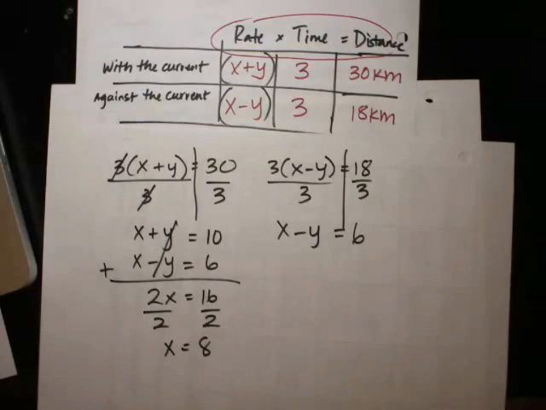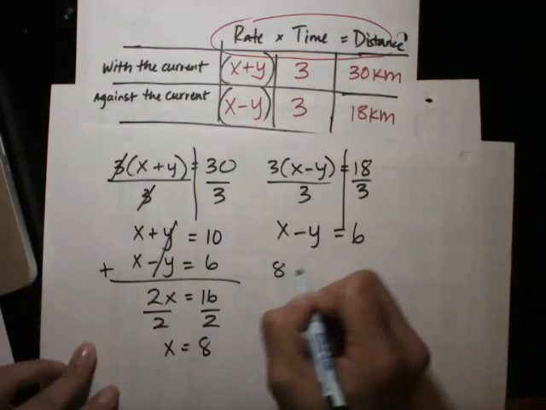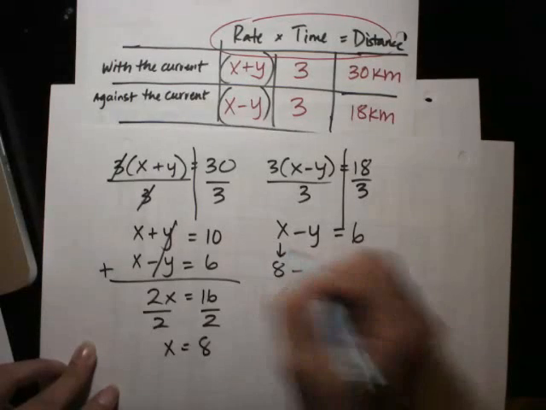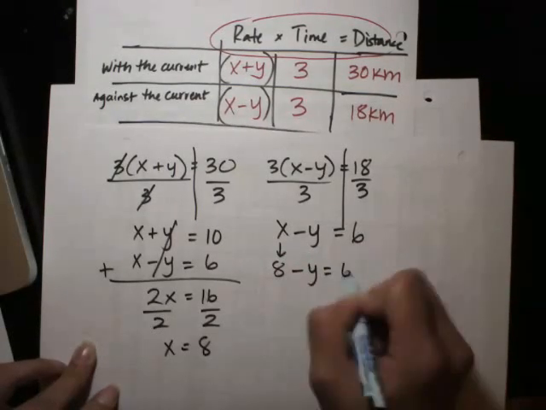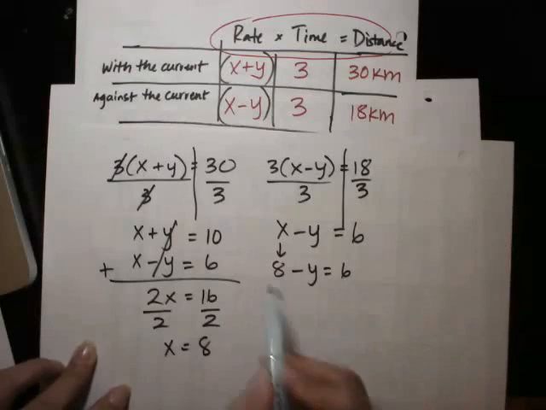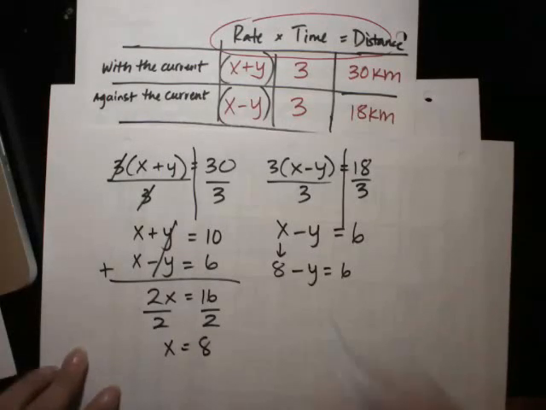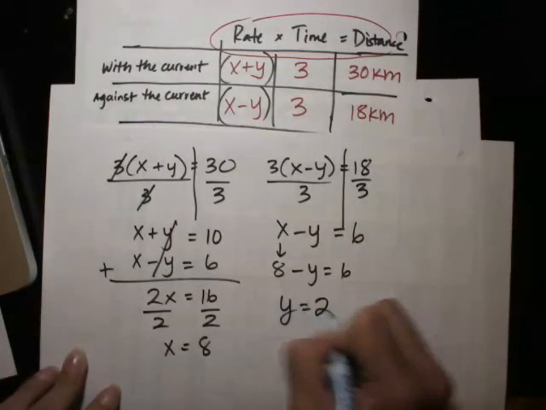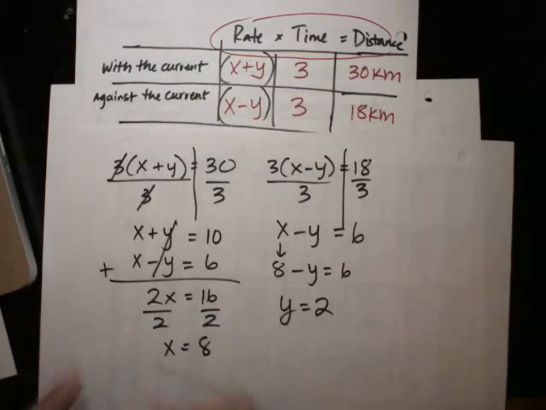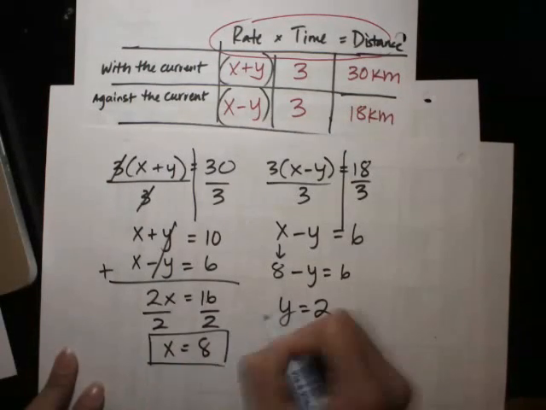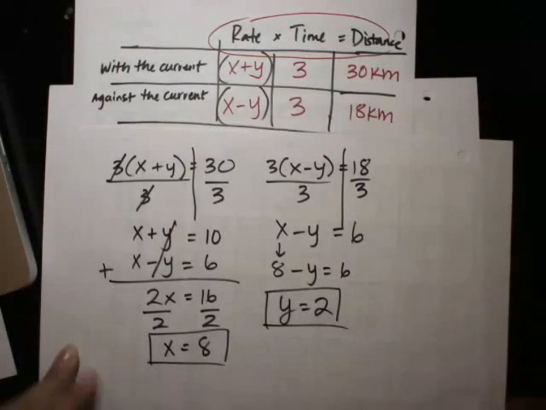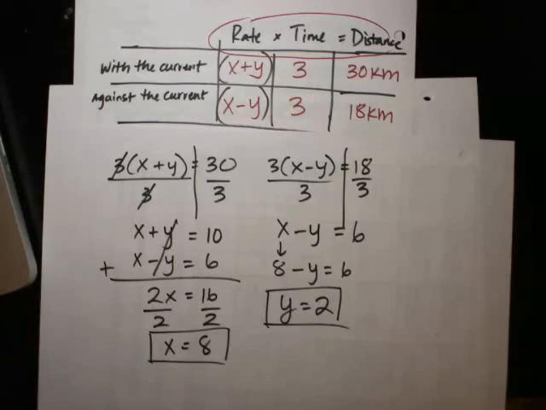If x is equal to 8, substitute in 8 for x. So 8 minus what number is going to be 6? Y is going to be equal to 2. 8 minus 2 is equal to 6. So we have a value for x, and we have a value for y. Let's go back and read the question to make sure that we're answering the question that's being asked.